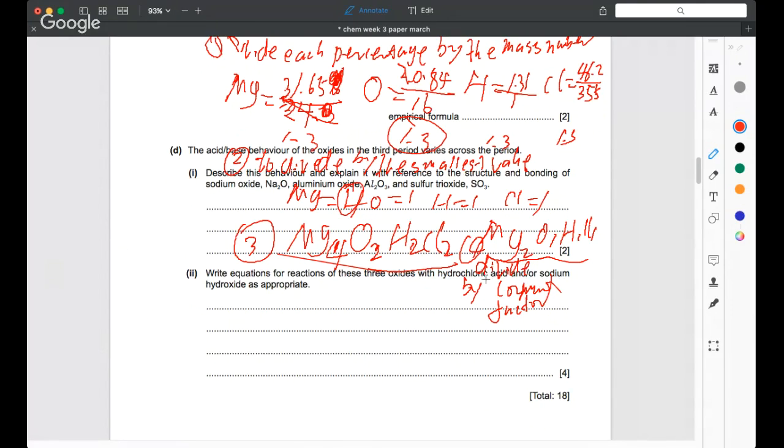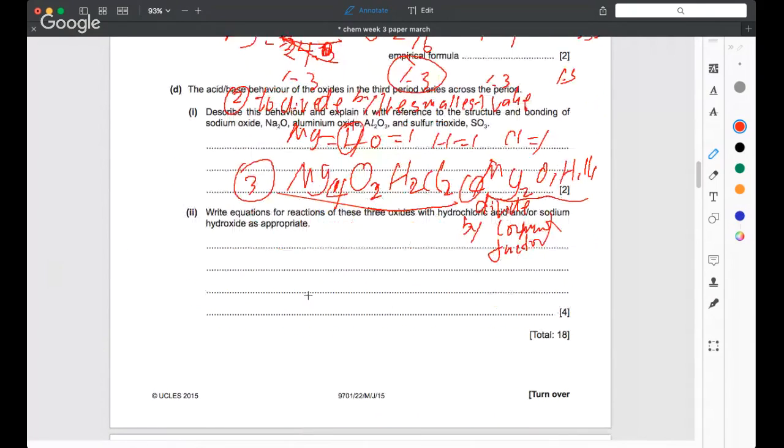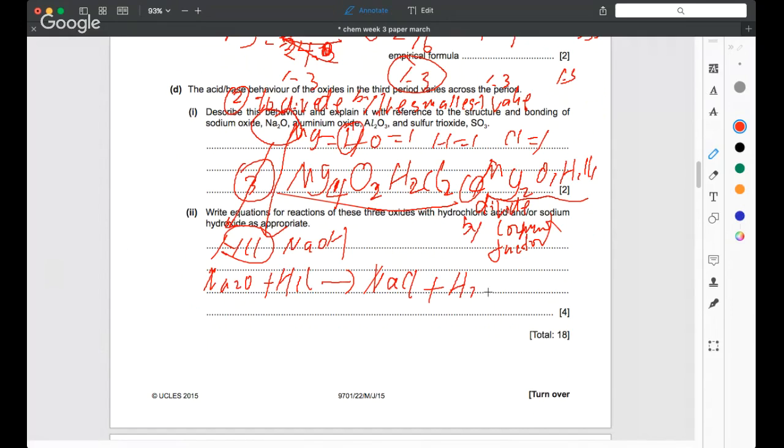Now write down the equations of each of the three oxides with hydrochloric acid and with sodium hydroxide. What is the reaction of sodium oxide with hydrochloric acid? Na2O plus hydrochloric acid gives NaCl plus H2O. Then you balance the equation, so we should put a 2 here and a 2 here. Good.